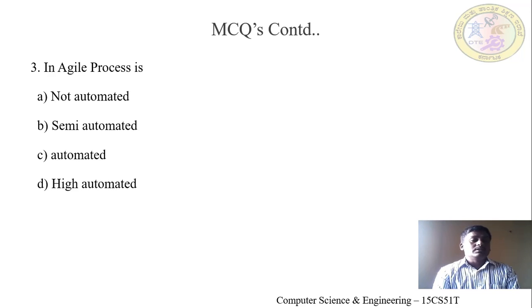Third question: in agile, processes are: A, not automated; B, semi-automated; C, automated; D, fully automated. Which one is the correct answer? The answer is not automated. In agile, processes are not automated.